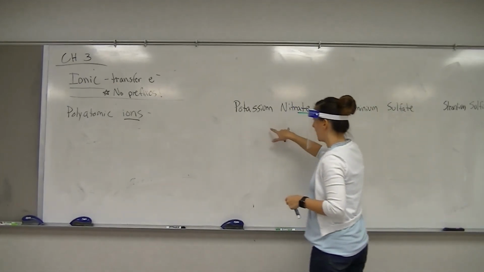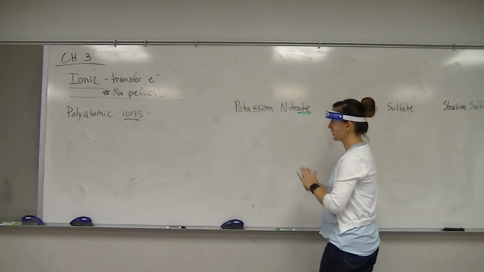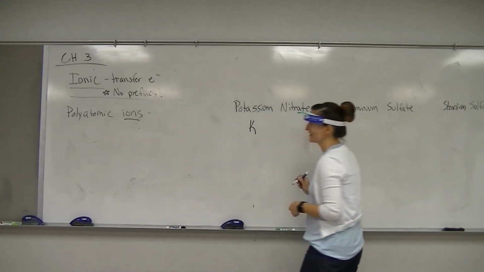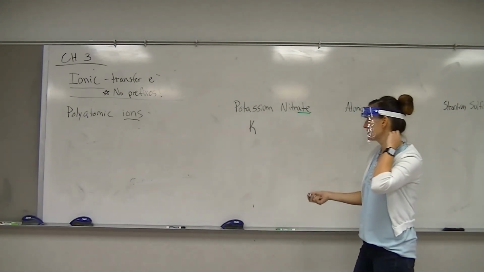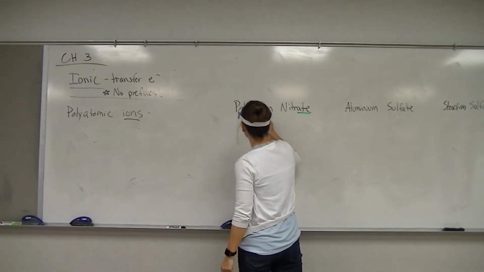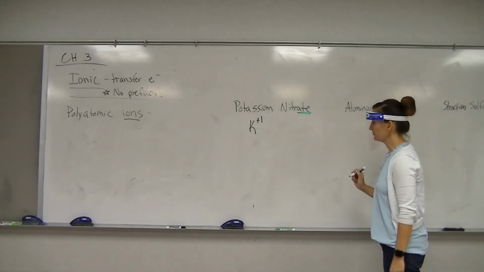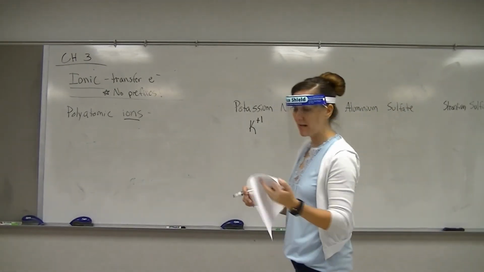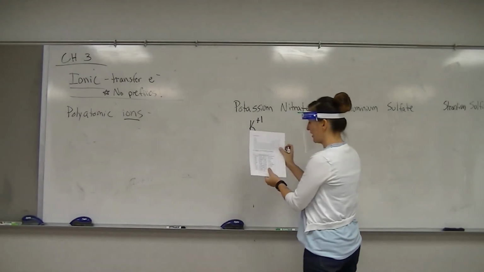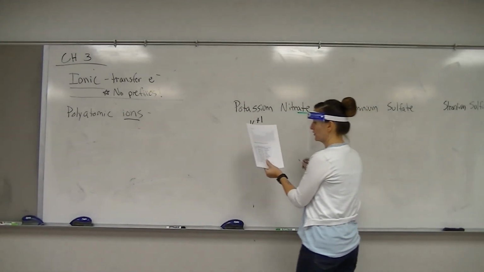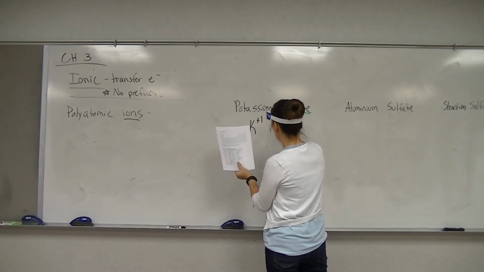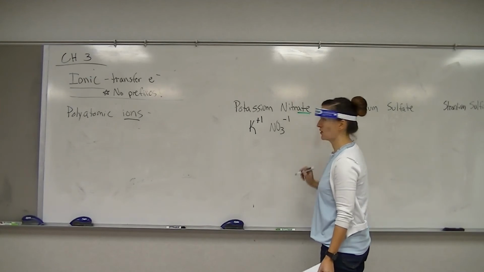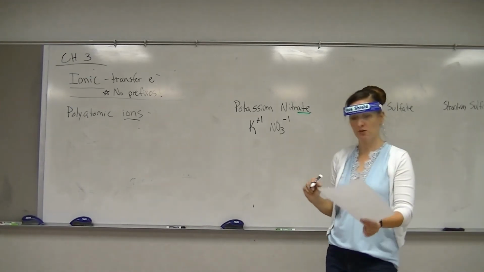So we're going to do it the same way. We're going to write the symbols and their charges. So potassium. Potassium is an alkali metal. K is its symbol. Since it's an alkali metal, since it's in that first group, its charge is +1. For the nitrate, I've already identified it as a polyatomic. So now I just need to find it and write its chemical formula and its charge. So nitrate is NO3, and then it has a minus. There's no number after it, so we just assume it's a 1. So it is a -1 charge for nitrate.